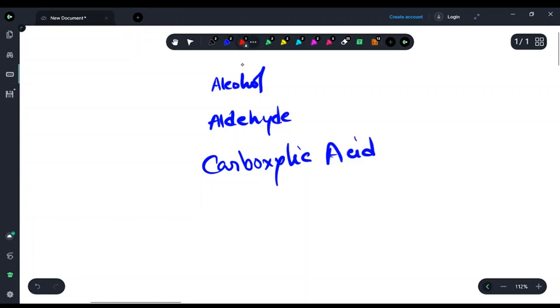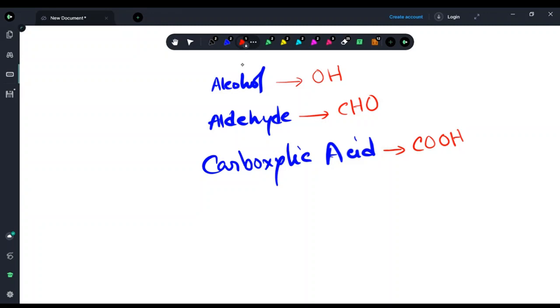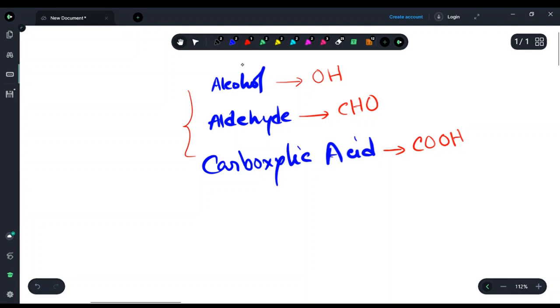So if you see OH somewhere, that's alcohol, and if you see CHO somewhere, that's aldehyde, and if you see COOH somewhere, it's carboxylic acid. As easy as that. Now we'll just see some examples and derive the formulas for each of them. So first of all, let's do it for alcohol.